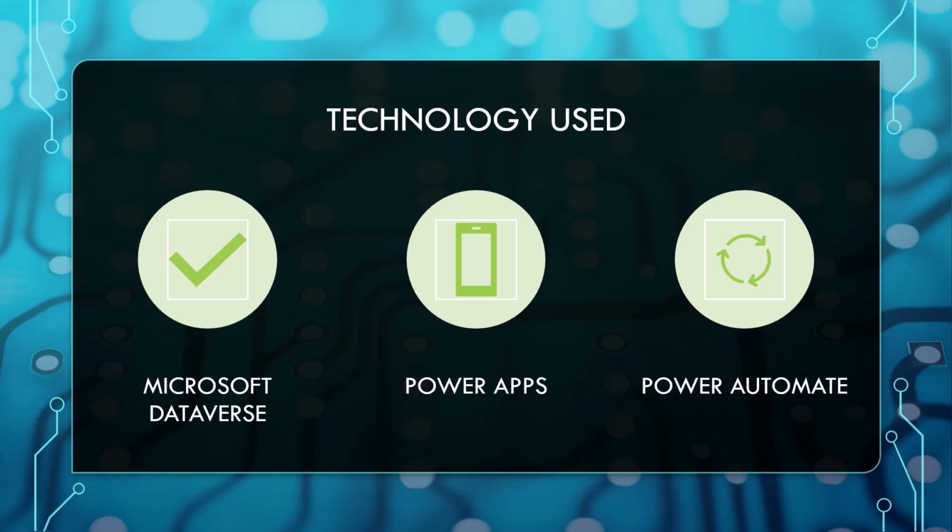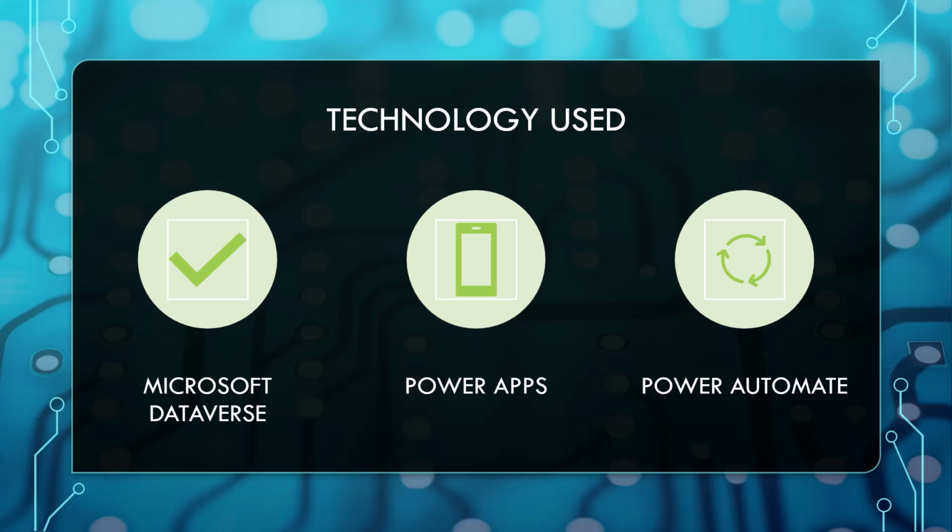Power Apps, which is the tool we will use to create our intuitive, user-friendly inventory management application. And Power Automate, which is a tool that will be used to automate notifying the staff about reorder points.